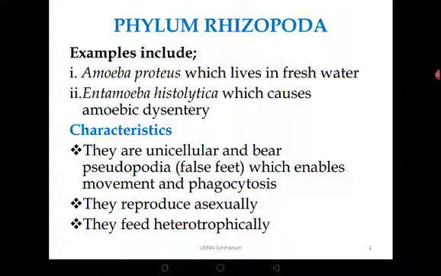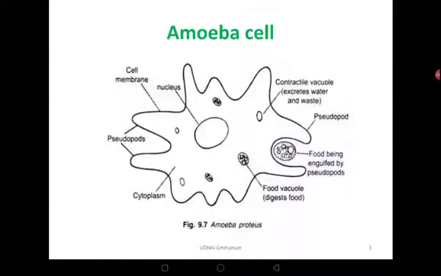Great. They reproduce asexually, as we shall see later on, and they also feed heterotrophically. They are not able to make their own foods, so they feed on already manufactured food from other organisms.